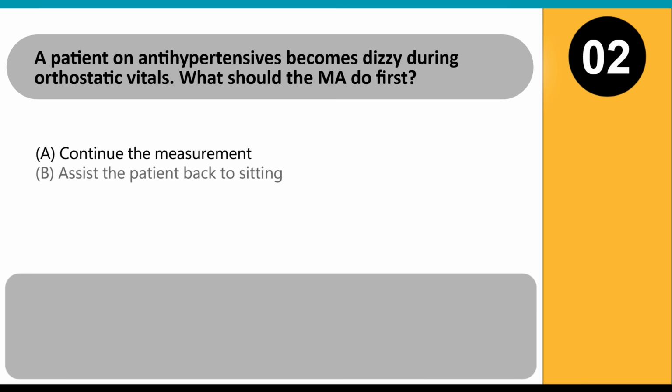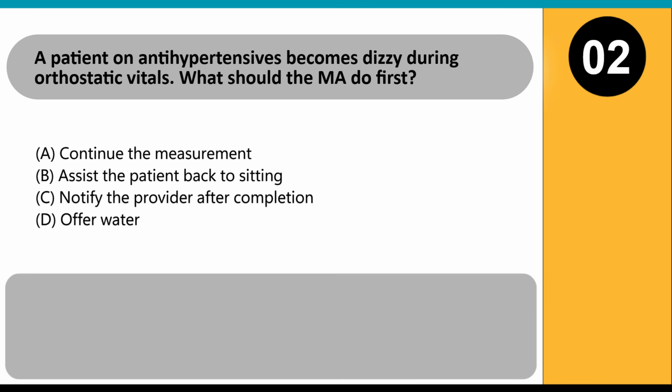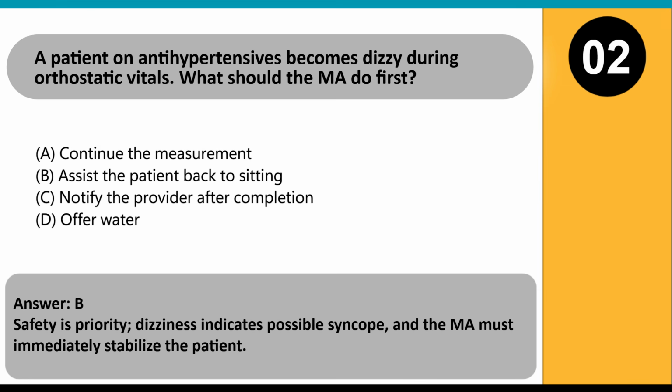A patient on antihypertensives becomes dizzy during orthostatic vitals. What should the MA do first? A. Continue the measurement. B. Assist the patient back to sitting. C. Notify the provider after completion. D. Offer water. Answer: B. Safety is priority. Dizziness indicates possible syncope, and the MA must immediately stabilize the patient.